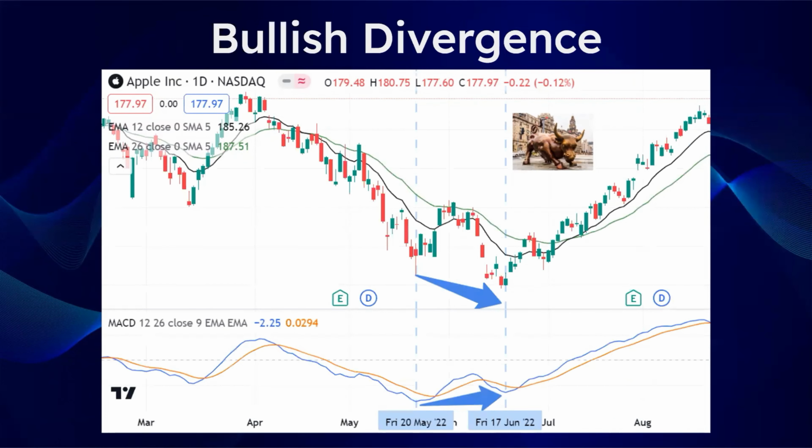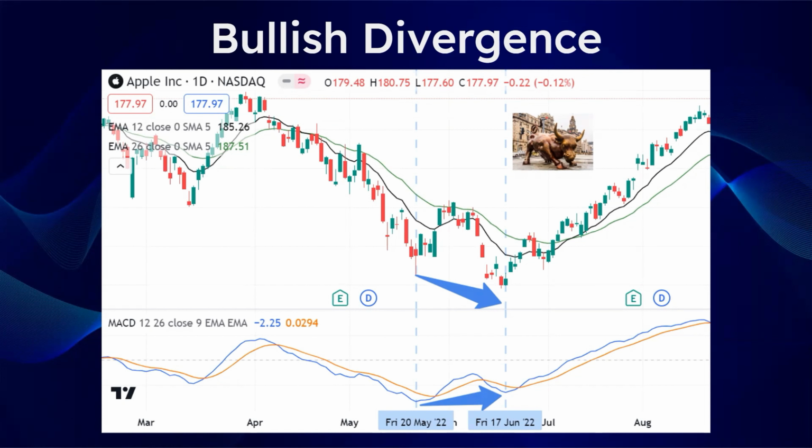Let's look at the chart of Apple for a bullish scenario. In May 2022, the 12-day average is below the 26-day average. Therefore, the fast line is negative. Prices made lower lows, but the fast and slow lines are making higher lows. This means the 12 and 26-day averages are coming closer and a bullish crossover may happen soon.